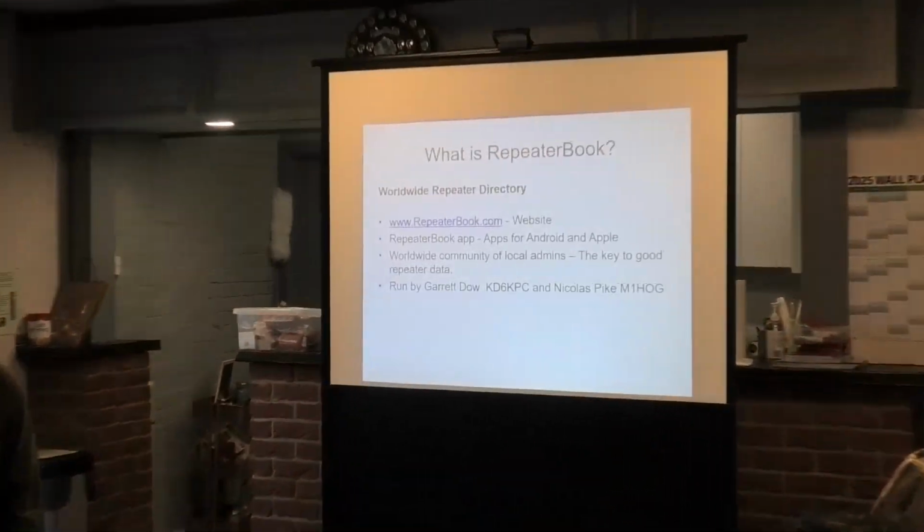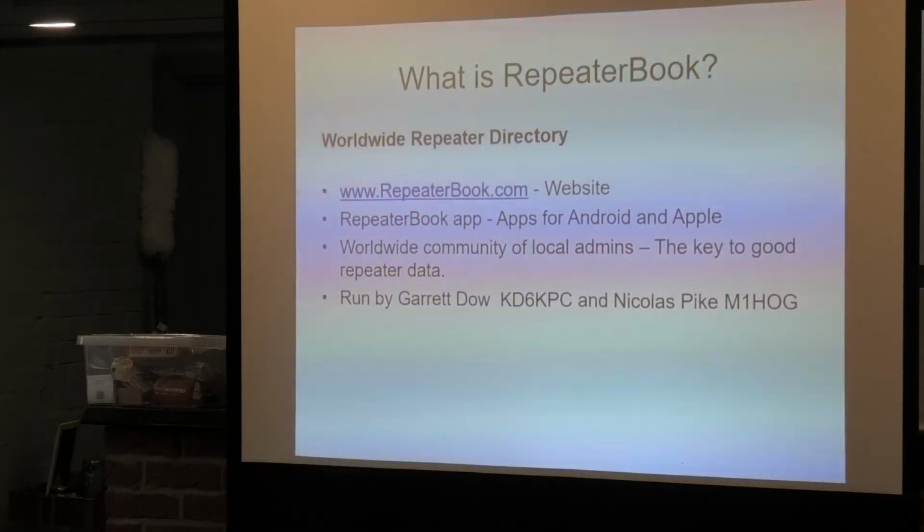What is RepeaterBook? RepeaterBook is a worldwide directory of UHF, VHF and microwave repeaters that has two basic ways of getting to all this data. That is via our website, repeaterbook.com, and via the apps which you have for Android and Apple. It's run by a worldwide community of local admins, which is the key to how the data is updated.